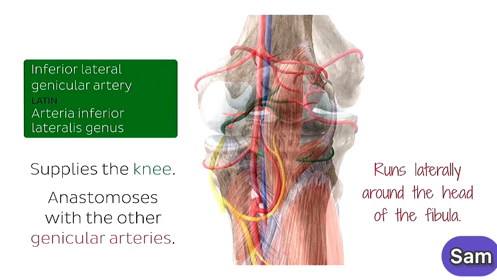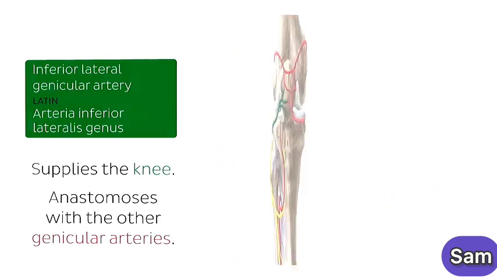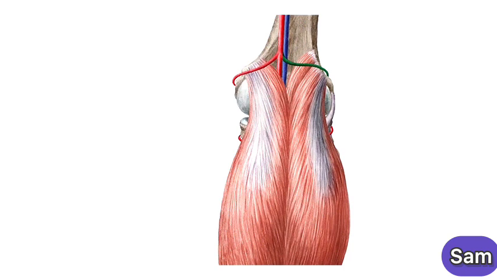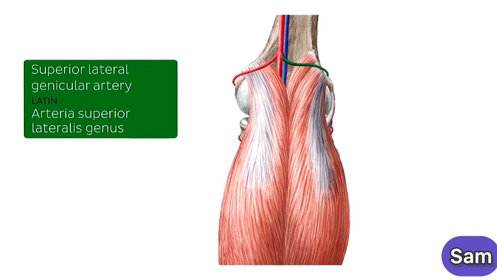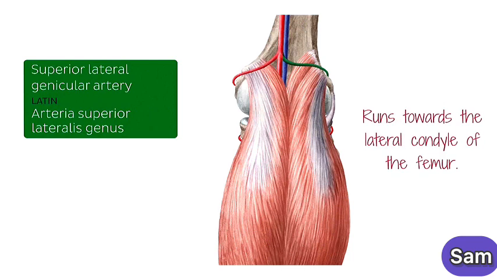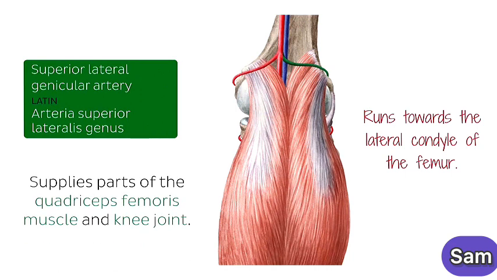And you can see also this artery, the inferior lateral genicular artery, from an anterior view, seen here now highlighted in green. The last one on that list, that we now see also from a posterior view, is the superior lateral genicular artery. It runs below the tendon of the biceps femoris muscle towards the lateral condyle of the femur. And this is the lateral condyle of the femur, as you can see here. It supplies parts of the quadriceps femoris muscle and also the knee joint.